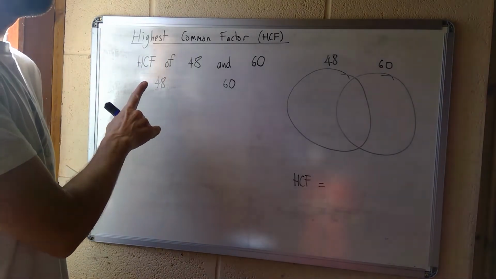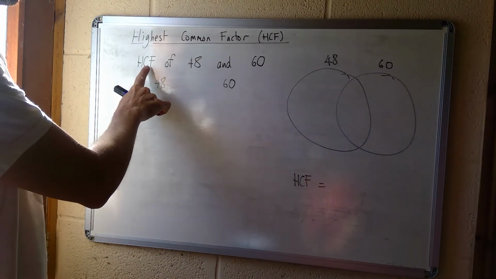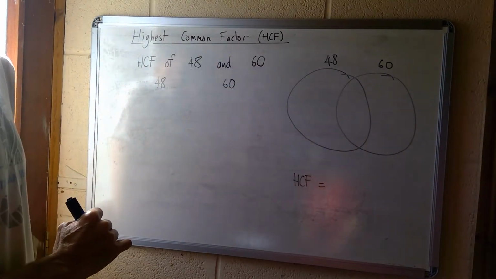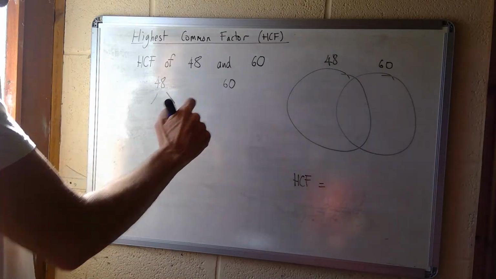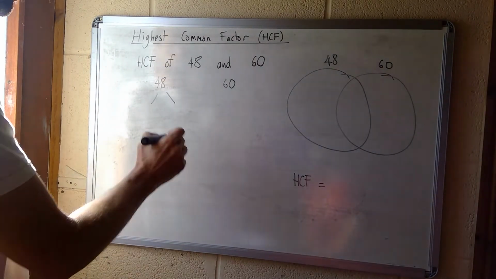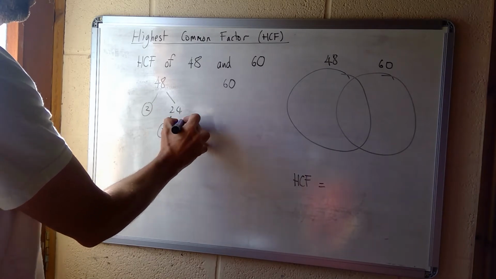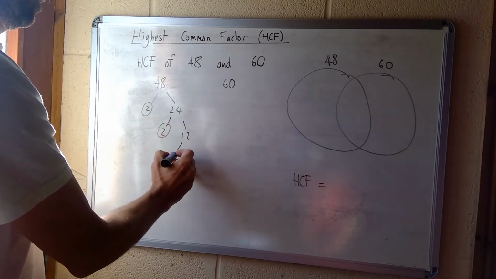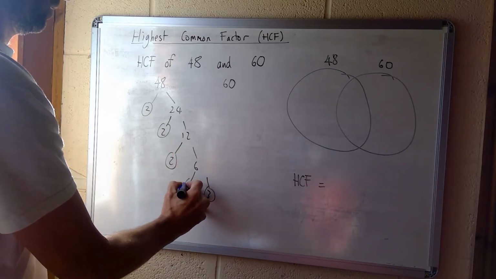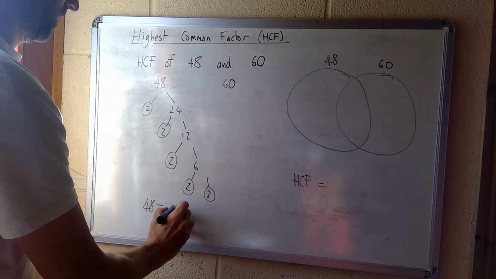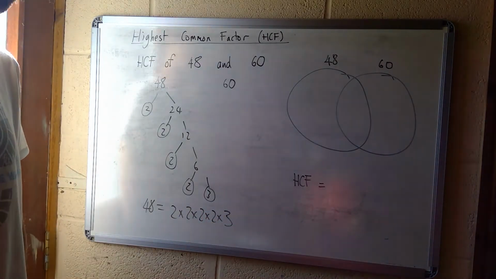The second method uses prime factor decomposition. So first of all, I'm going to find the highest common factor of 48 and 60. That's the example. So I'm going to write 48 and 60 as a product of their prime factors. So 48 is 2 times 24, 24 is 2 times 12, 12 is 2 times 6, and 6 is 2 times 3. So 48 is 2 times 2 times 2 times 2 times 3.